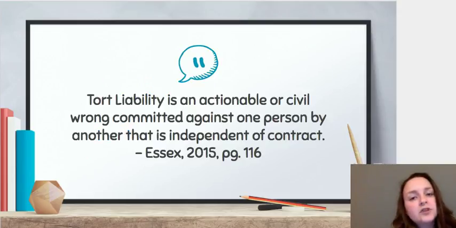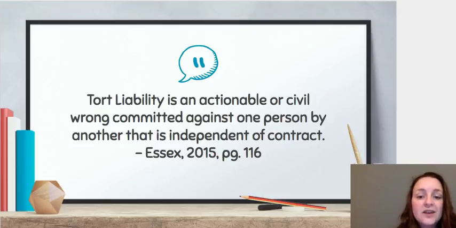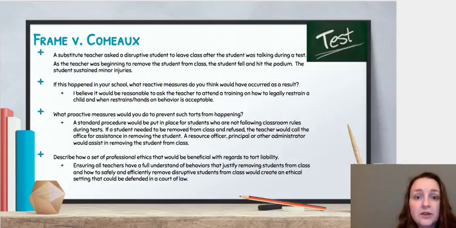When we look at a definition of tort liability, Nathan Essex describes tort liability as an actionable or civil wrong committed against one person by another that is independent of contract. Now I'm going to explore a couple different tort liability cases.